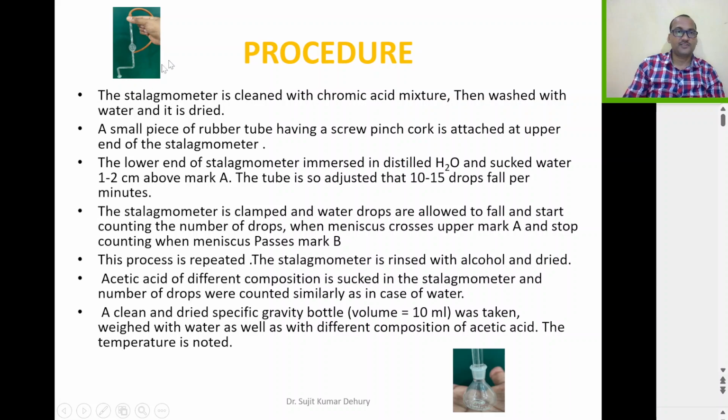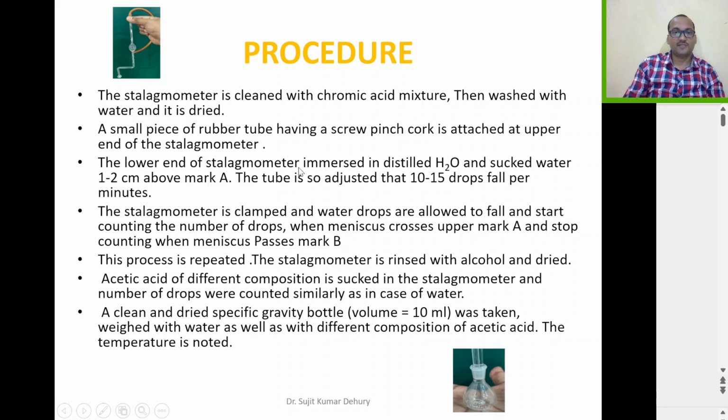So this is the picture of the instrument where the surface tension we can find out, and we can count the number of drops by sucking the solution through this. This is called a stalagmometer, with a small piece of rubber tube. Here you can see a screw pinch cock attached at the upper end of the instrument.